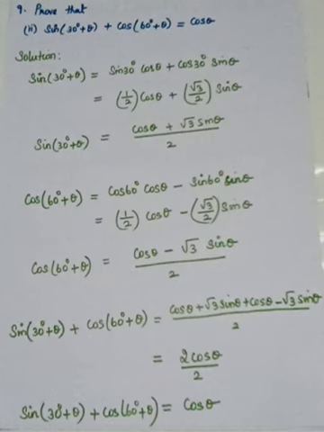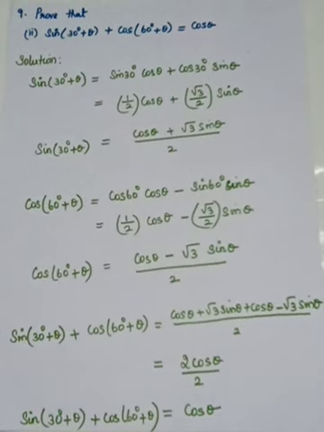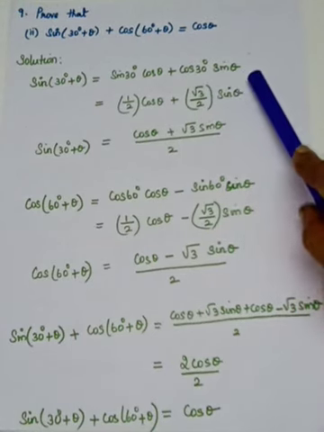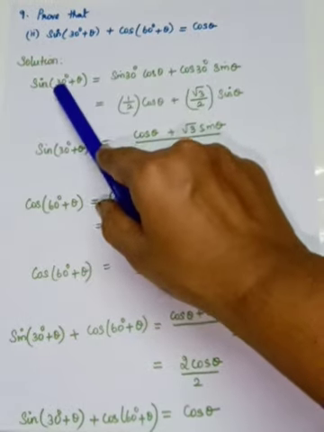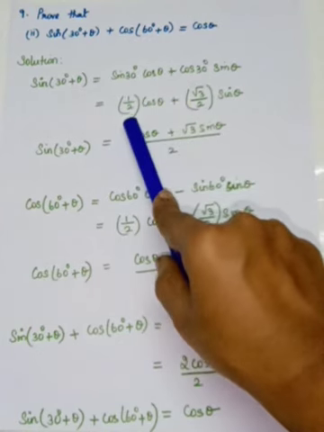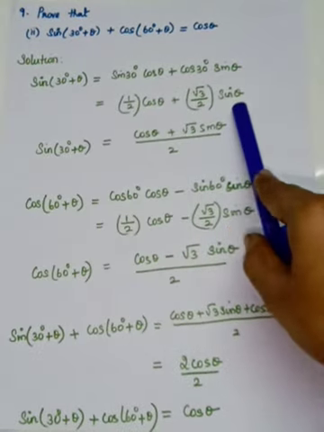That is problem number 9. Prove that, I have taken the second subdivision, sin(30 degrees + theta) + cos(60 degrees + theta) = cos theta. So for sin(30 degrees + theta), you have to use the trigonometric identity sin(alpha + beta) = sin alpha cos beta + cos alpha sin beta. If you know the identity, it is very easy. In place of alpha it is 30 degrees, in place of beta it is theta. Sin 30 degrees, you know very well, is 1 by 2. So 1 by 2 cos theta plus cos 30 degrees, root 3 by 2, sin theta.